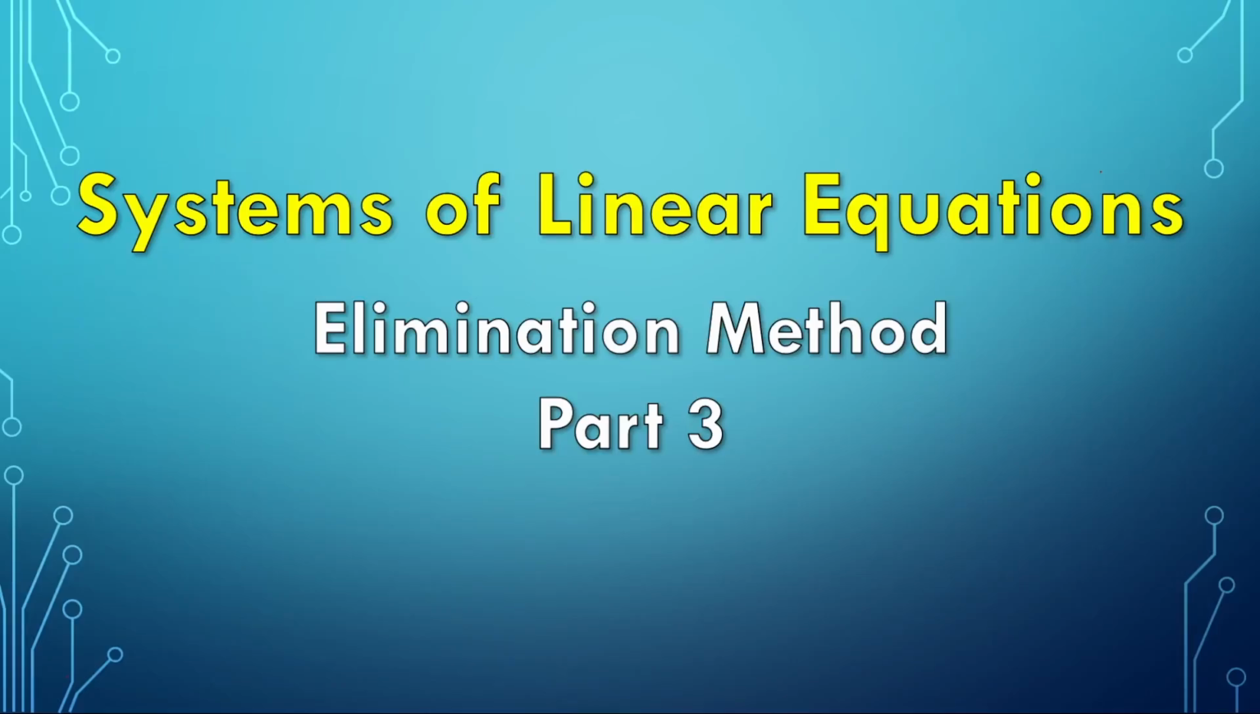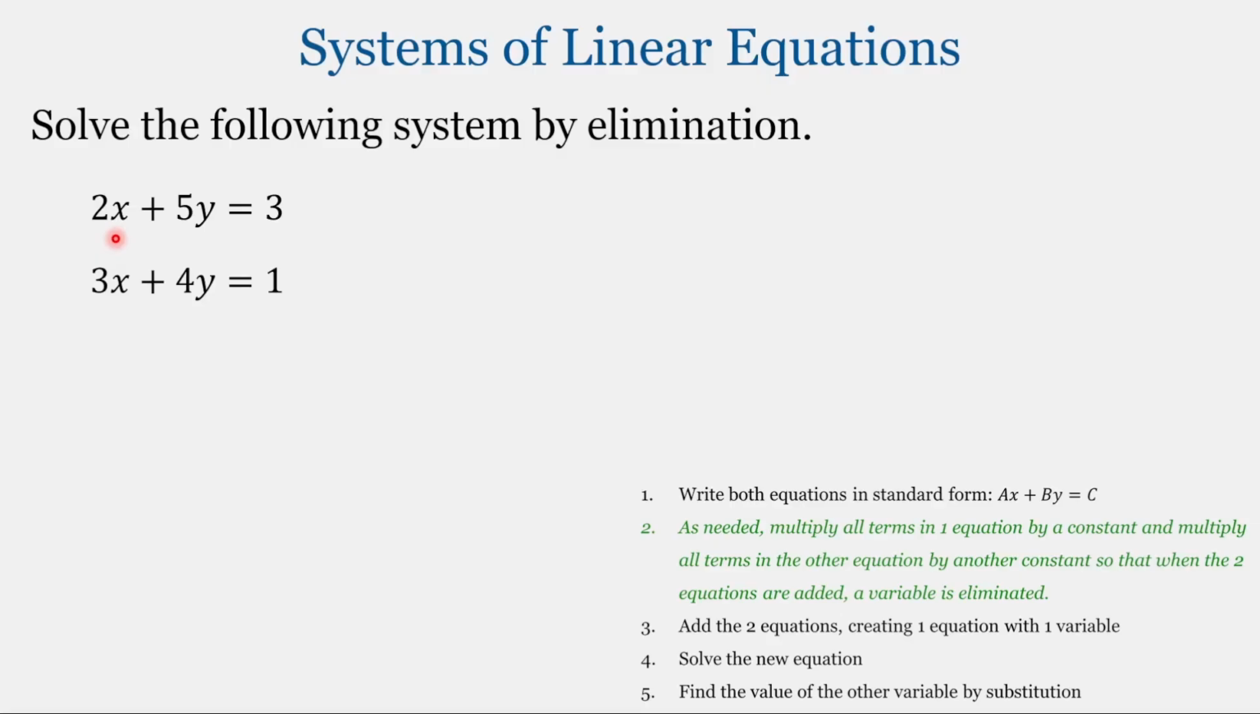Today we're going to practice solving systems of two linear equations where we have to multiply both of the equations by a different number so that when we add those two equations together, one of the variables will be eliminated. So let's get started. In this first system, we have the equation 2x plus 5y equal to 3, and the second equation is 3x plus 4y equal to 1.